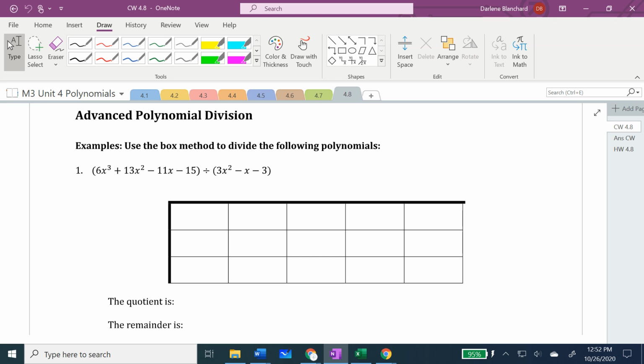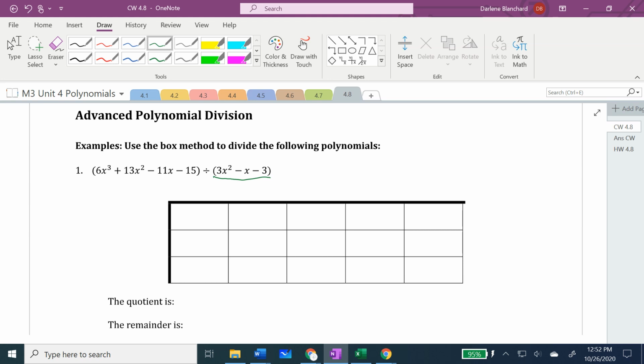All right, now what we are dividing by, we're now dividing by something more than just a linear polynomial. We're now dividing by higher degrees. And so it's a lot of the same rules of the division we did before, but it's a little bit deeper of a table. So here we go.